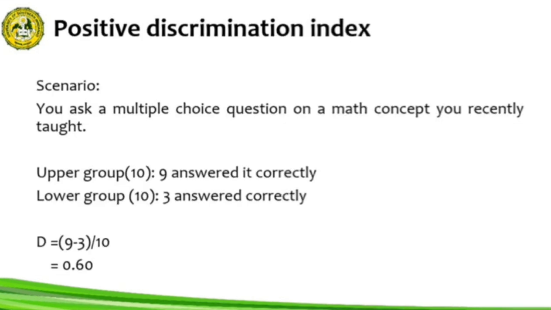On the upper group with 10 students, 9 answered it correctly, and in the lower group, only 3 of them answered it correctly. So plugging it in our formula, we have D is equal to 9 minus 3 divided by 10 is equal to 0.60. So as you can see, mas marami ang nakatama sa upper group, resulting to it to have a positive discrimination. And relating the result to the guidelines, the multiple choice given is a very good item. So there's a high chance na pwede mo pa rin tong gamitin na item sa future assessment na gagawin mo.